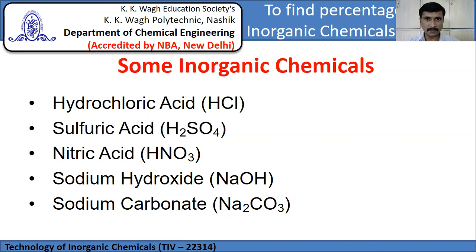part of this experiment. So, we have studied the manufacturing process of hydrochloric acid, sulfuric acid, nitric acid, and we will study the manufacturing process of sodium hydroxide and sodium carbonate in theory. So the basic parameter which defines the quality of the product is the purity of that product. So it is mandatory to check the purity of these manufactured chemicals in industry.